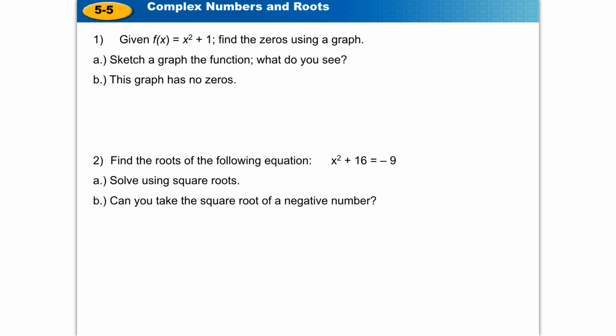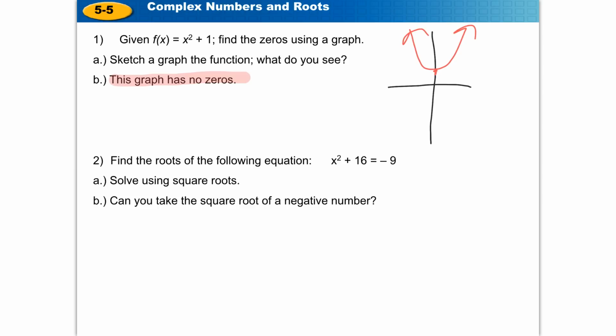So given the function f of x equals x squared plus 1, I'm going to sketch that real quick. The y-intercept and the vertex is (0, 1). It's positive, so it opens up. So this graph does not cross the x-axis. It has no zeros. So what we're going to talk about today is how do we solve these problems that do not cross the x-axis.